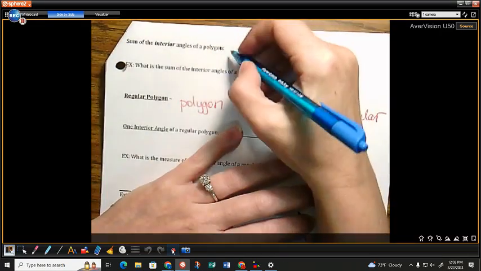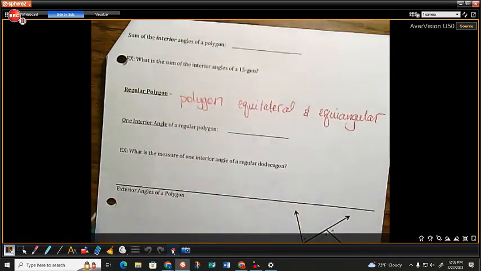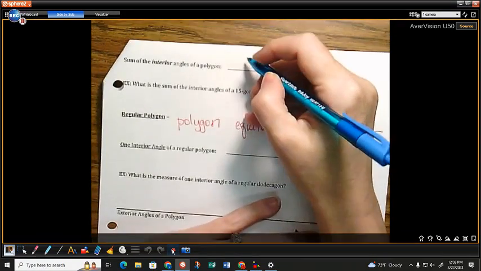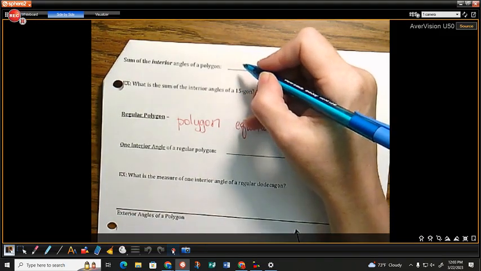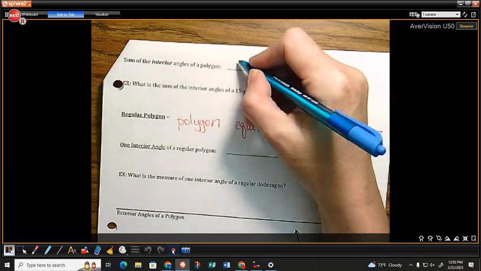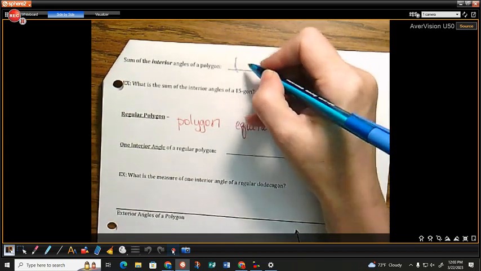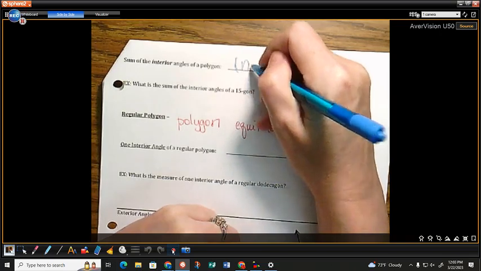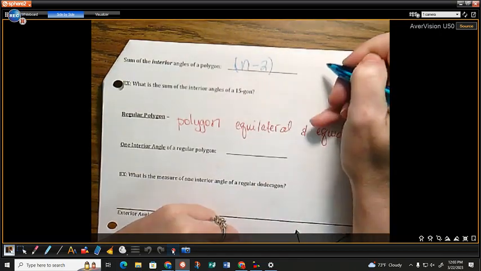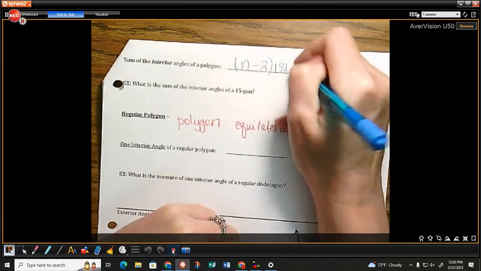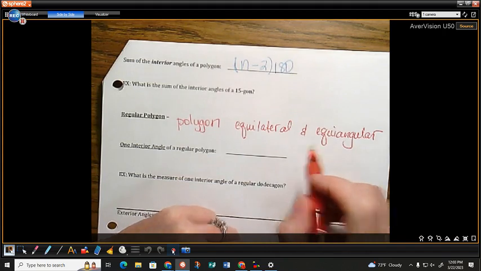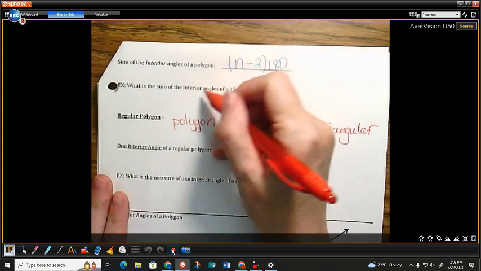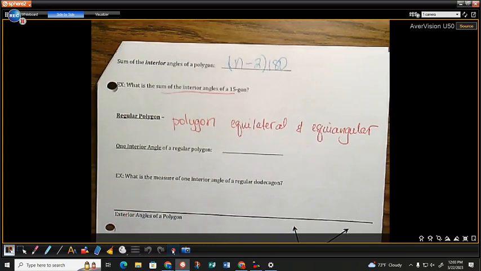The sum of the interior angles of a polygon. How do you get it? Look at the triangle, and then look at the polygon. How do you find the sum of the interior angles of a polygon? It's the number of sides minus 2 to give you the number of triangles, times 180. So knowing that, you should have a calculator nearby. Find the sum of the interior angles of a 15-gon.